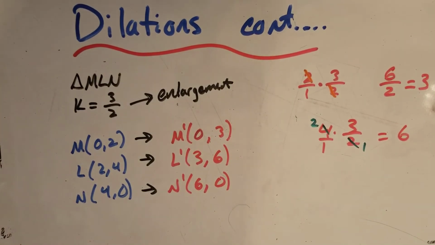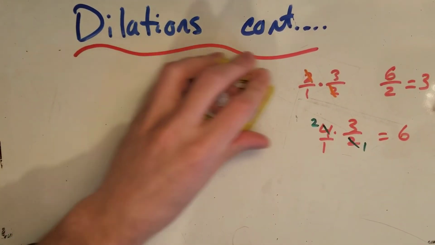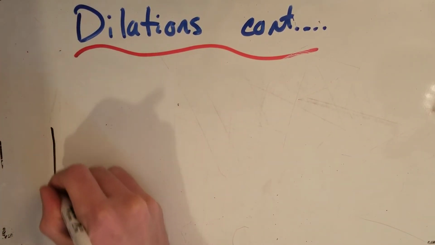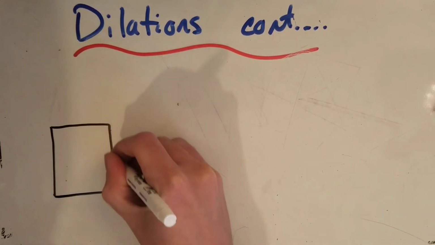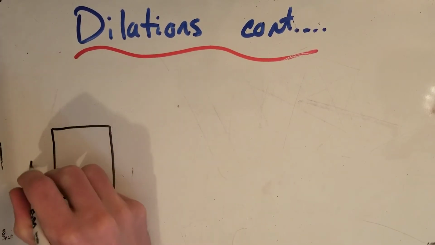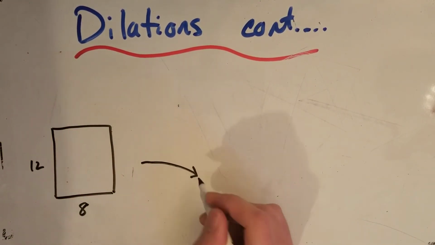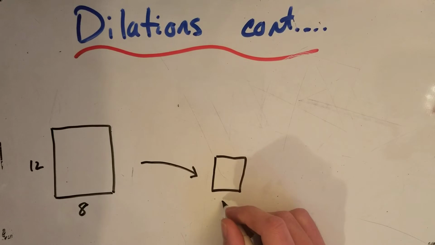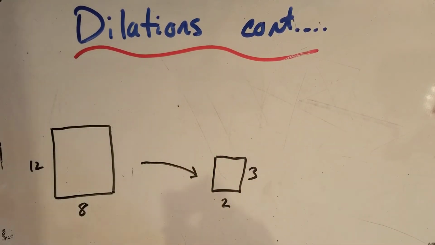We're going to do a couple of word problems with these. Our first word problem says, Blake wants to reduce the size of a photo from an 8 by 12 inch photo to a 2 by 3 inch photo. What scale factor must she dilate by to achieve this? I like to draw a quick picture. Blake has an 8 by 12 photo, and she wants to reduce and end at a 2 by 3 inch photo.